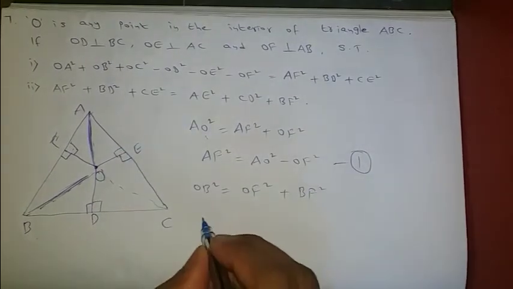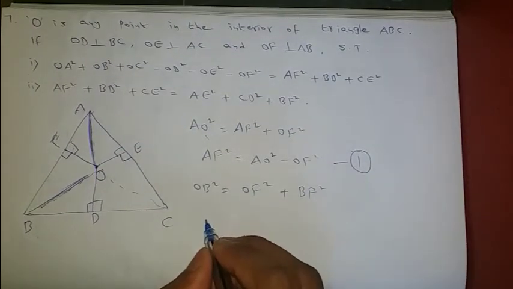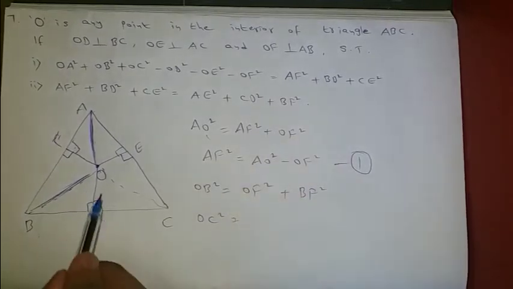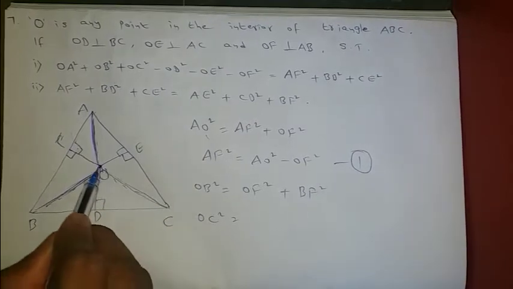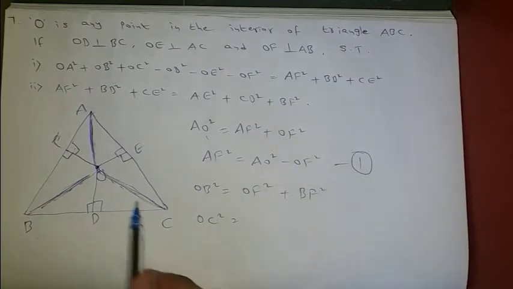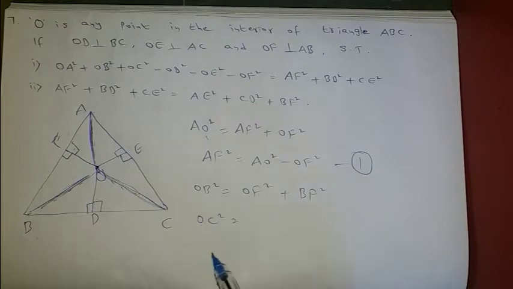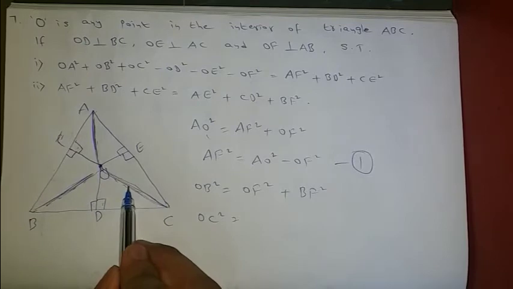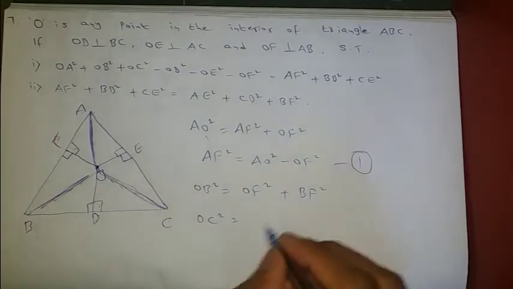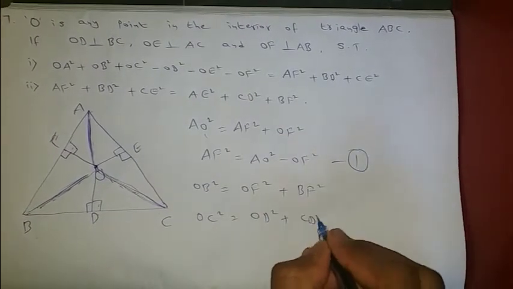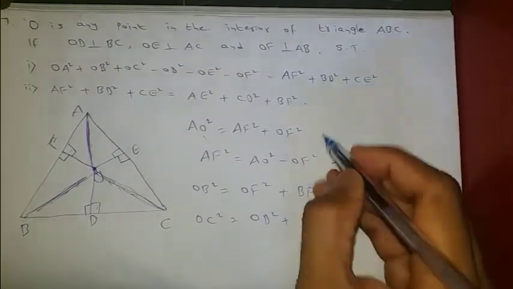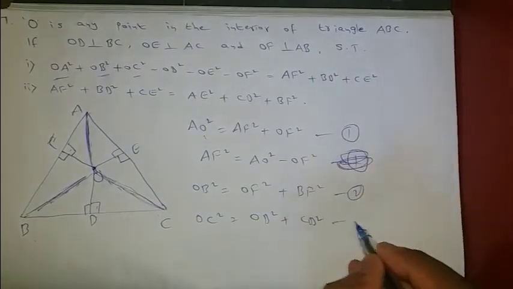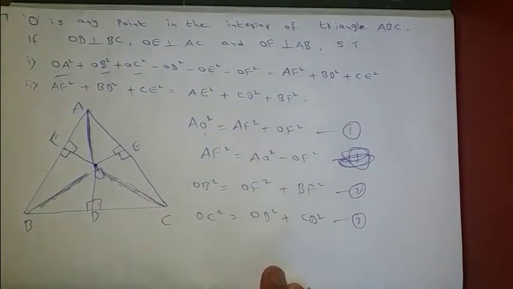Next, OC we want again. OC square is equal to, from this, this is 90 degrees, so this will become the hypotenuse. So OD square plus CD square. Not this one. This is OA square, this is OB square, and this is OC square. Now I am adding these three equations.